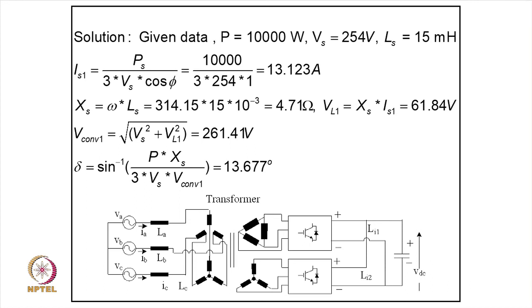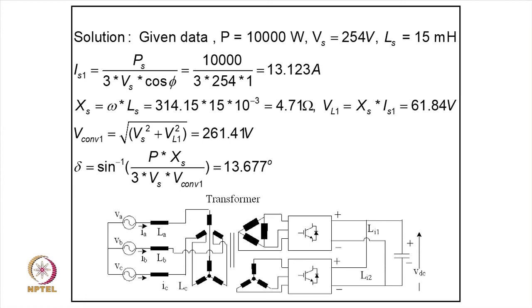So, given here you have a 10 kilowatt, 10,000 watt converter, and voltage per phase is 254 volt, and your interfacing inductance, including the input inductor and leakage reactance of the transformer, which can be adjusted, is 15 millihenry. So, we can find out the fundamental current from power and this relation of VI.